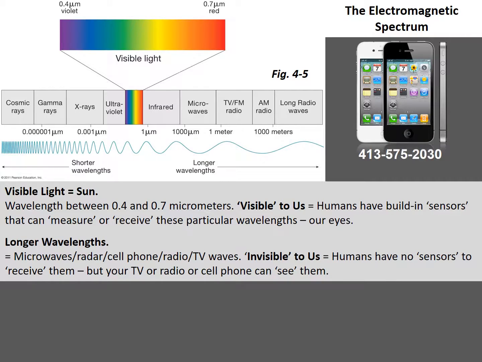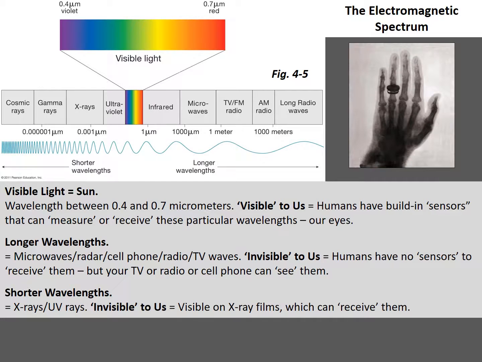So next. Now, what about longer wavelengths? Infrared, microwaves, TV, radio, and so forth. Well, this is electromagnetic radiation that exists, but it's invisible to us in the sense that humans don't have any built-in sensors to receive them or see that particular electromagnetic radiation. But of course, your TV or your radio or your cell phone can see them. So for instance, if you were to call this phone number right now, which happens to be my phone number, what would happen is that you dial this number, your phone sends out electromagnetic radiation to a cell phone tower. That cell phone tower sends it to my phone, and my phone starts to ring. We can't see any of that happening, but that radiation is being transferred. Right? And the reason is that our eyes simply are not able to pick up or see or measure these longer wavelengths.